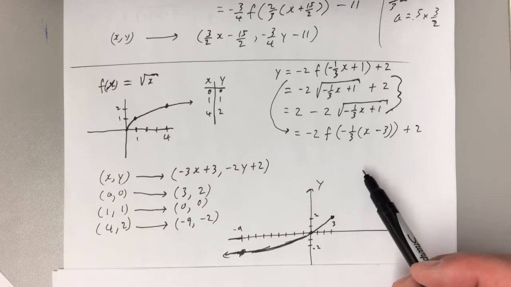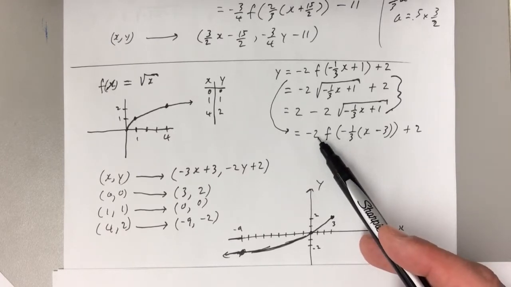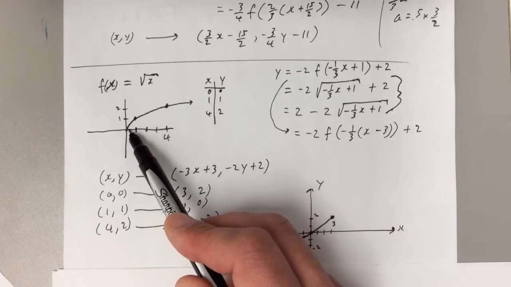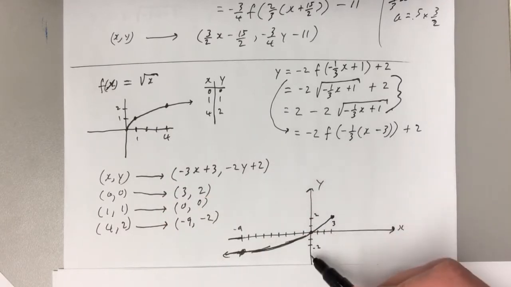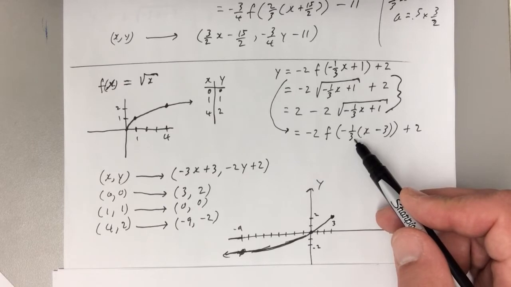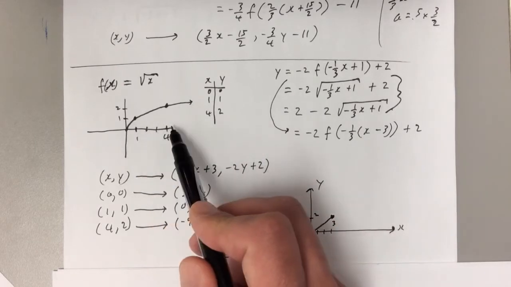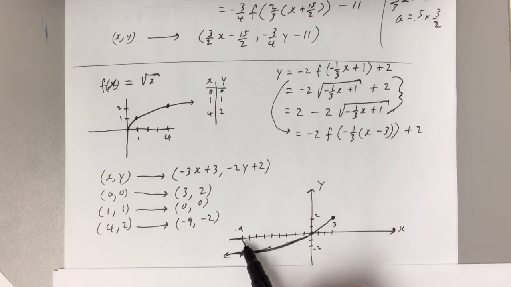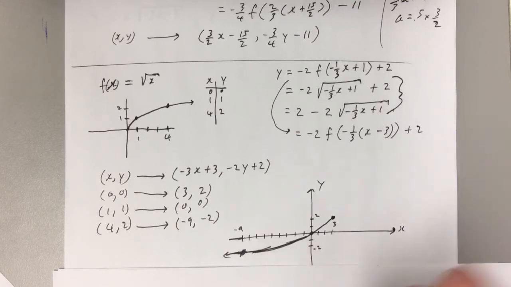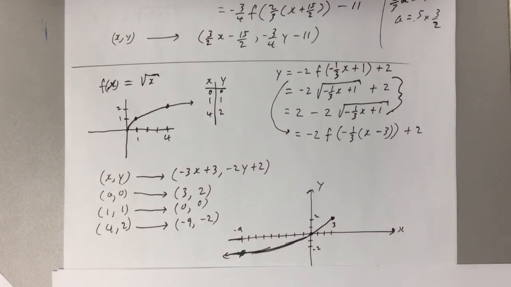Well, it's been vertically stretched by a factor of 2. This went from 0 to 2. This goes from -2 to 2. Vertically flipped, yes. Horizontally stretched by 3. Used to go from 0 to 4. Now it goes from 3 to -9, which is -12. That works. And so on. And that's it for the combination and horizontal transformations.